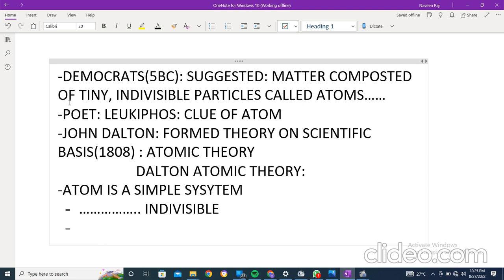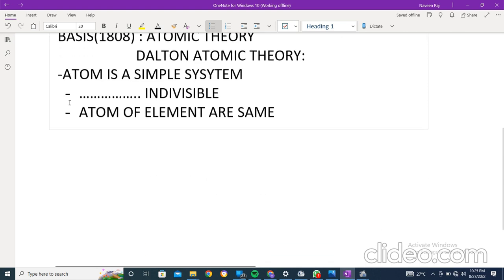Atoms of an element are same. He just said that atoms of an element are same. What does he mean by it? An element is a group of atoms, and he said that an element is made of similar sort of atoms.